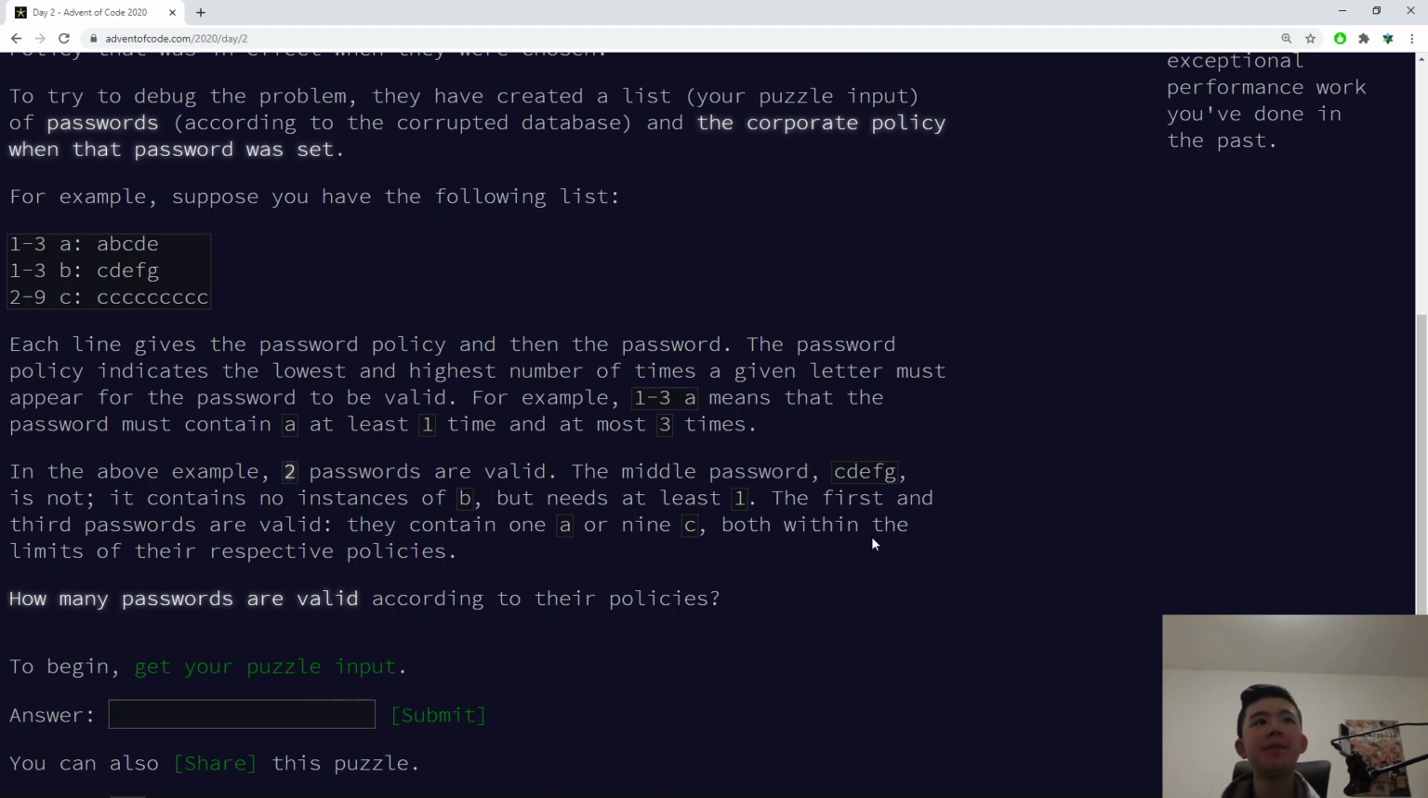For example, suppose you have the following list. They give you a list. Each line gives the password policy and then the password. The password policy indicates the lowest and highest number of times a given letter must appear for the password to be valid. For example, 1 to 3 means that the password must contain A at least one time and at most 3 times. In the above example, 2 passwords are valid. In the middle password, CDEFG is not. It contains no instances of B. Okay, so it just explains the example. How many passwords are valid according to their policies?